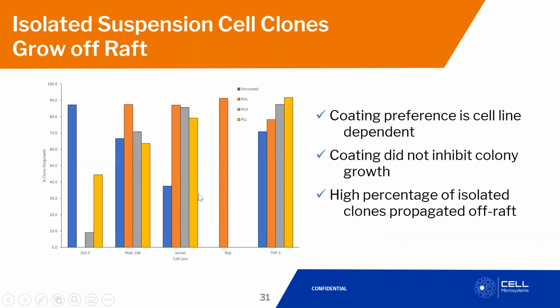What I'm showing you in this graph is the ability of the clones to grow off raft once they've been isolated. So this is a key metric for us. Obviously, it's no good if the cells remain attached to the raft and can never go back into suspension. So this graph quantitated the percentage of rafts that we isolated that actually allowed the cells to go back into suspension and grow off raft and form a suspension cell clone. And we were really quite gratified to see that over 75% of the rafts that we isolated did in fact form a viable clone for downstream propagation or analysis. The coating, fortunately, does not inhibit colony growth either on or off array. And we do see a very high percentage of isolated clones being propagated off raft.